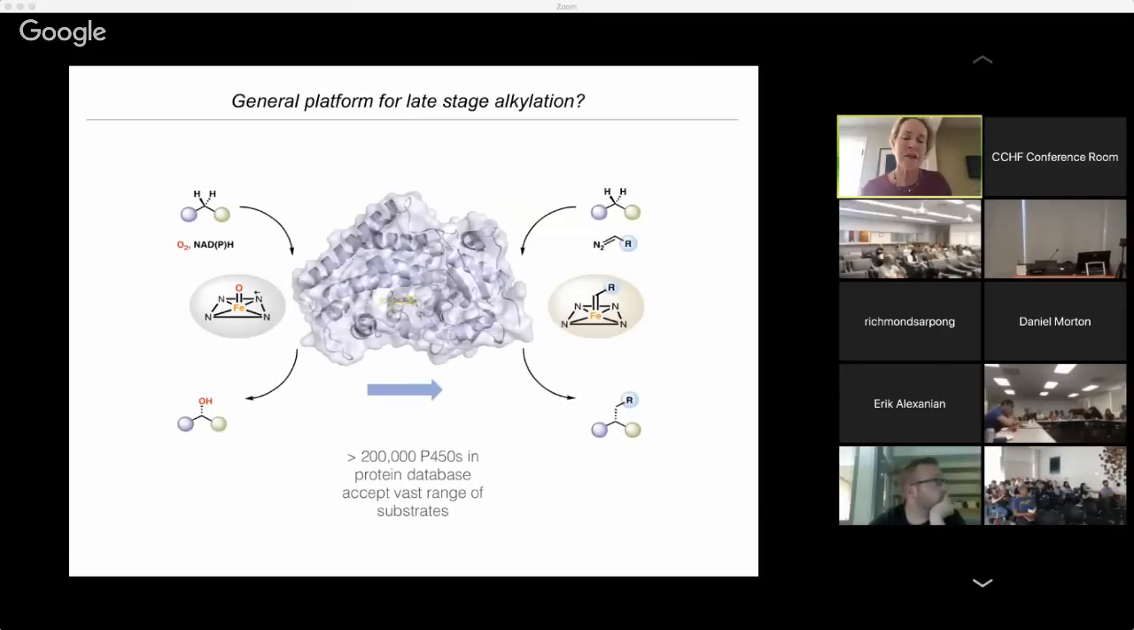And I mentioned that there are so many P450s in the protein database because I want you to think about this as a possibility for a general platform for late stage alkylation, that you could take a cytochrome P450 evolved in nature that site selectively hydroxylates a compound, and now with directed evolution, or even just putting in the serine mutation, which activates it for these carbene transfer reactions, you could convert these enzymes into late stage alkylation catalysts. That's what we're working on to prove right now.